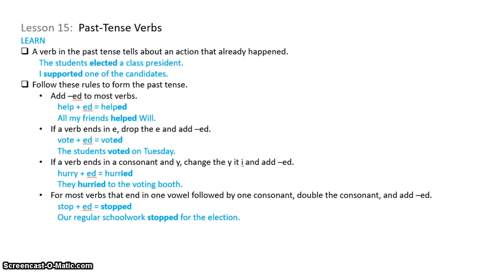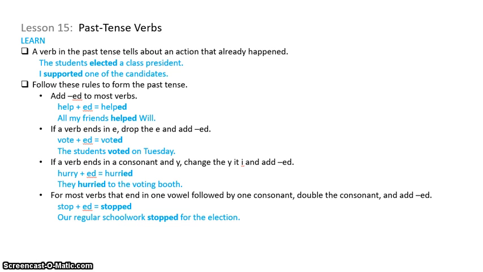And then the last one says most verbs that end in one vowel followed by one consonant, double the consonant and add ED. I think that this one is the one that people miss the most. So if you have the word stop, all right, it ends in a consonant. The letter right before that is a vowel. So what you have to do is before you add the ED, you have to double the P.